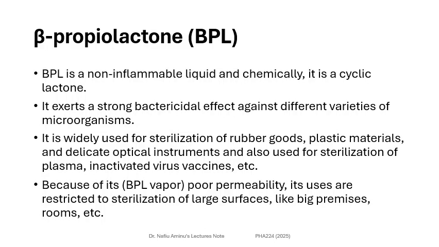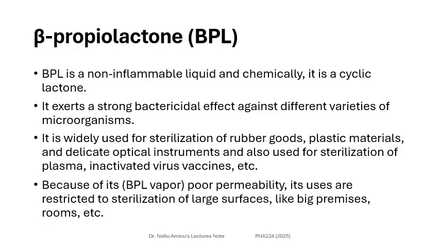Then the next category of chemical disinfectants, which is also gaseous, is called beta propiolactone, BPL as an abbreviation. BPL is non-inflammable, unlike ethylene oxide, and chemically it is a cyclic lactone. It exerts a strong bactericidal effect against different varieties of microorganisms. It is widely used for sterilization of rubber goods, plastic material, and delicate optical instruments, and also for sterilization of plasma, inactivated viruses, vaccines, etc.